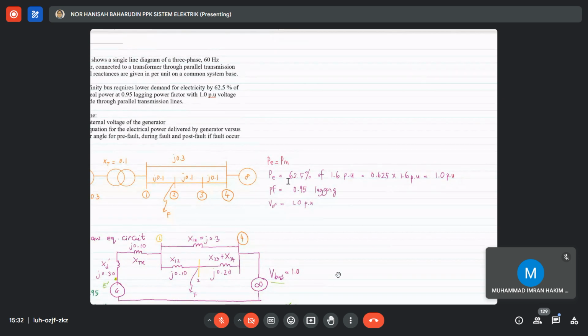So it depends on the calculation, but I hope that you can understand how to calculate it. It's not necessarily that your real power should be 1. It can be anything, but you have to understand. That's the important point that I want to discuss here. And your power factor is 0.95, your infinity bus is 1.